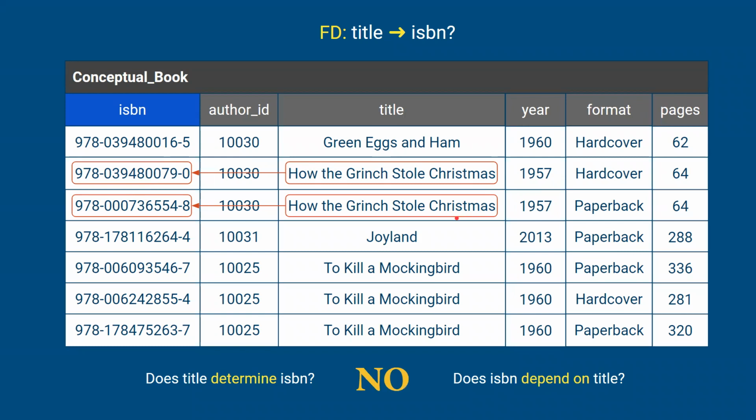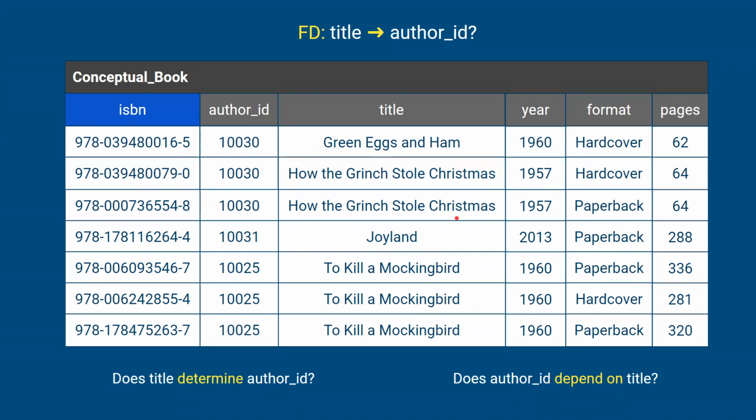Now here's what I really want to take a close look at. Does the title determine the author ID? Now, in this case, there are some books that have multiple authors. For our domain, we are not considering this. These are only going to be authors with books with a single author. Perhaps we'll do another example later in the semester where we look at multiple author books and how that makes things more complex.